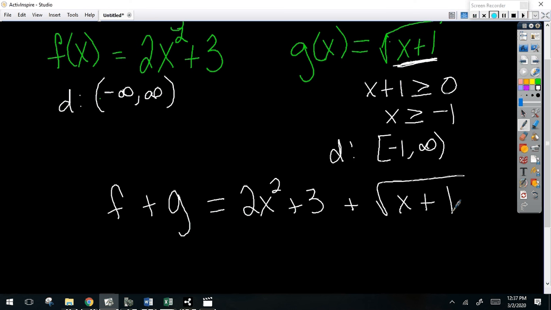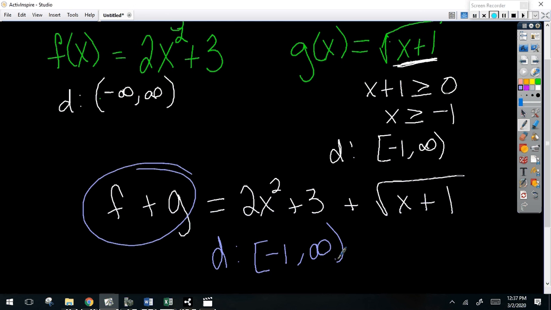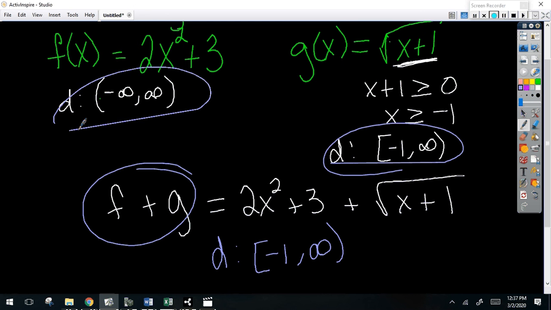But now, what I want to do is look at the domain. What do you think the domain is of this new function? Our new function is f plus g. What's the domain there? -1 to infinity. It's a combination of these two. If you leave something out of one of the domains, then you have to leave it out of the combined domain. Are y'all following me?